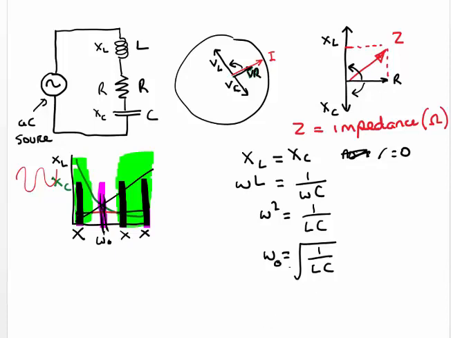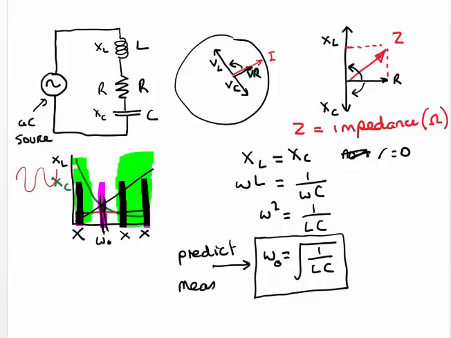So this is an important relationship. This is an equation that you should know, as is the one for impedance, etc. There's a number of equations here that we should know. So our job today will be to build this circuit, and we will predict this resonant frequency, and then we measure the resonant frequency and we compare, see how close they are. So that's what we're going to do today.